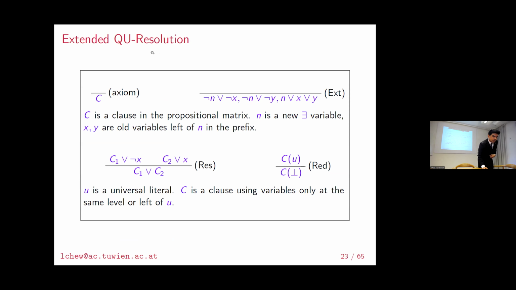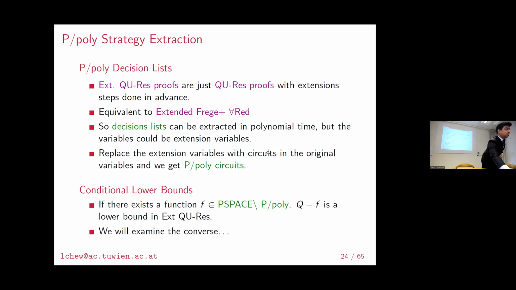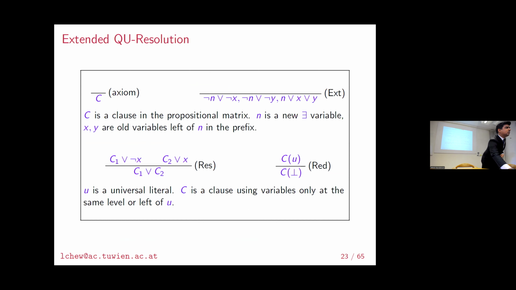And this would be the extended QU resolution system. So you have an axiom, extension, resolution, and then a reduction. So it's always better to put it earlier? Yeah, because you can then do more reduction steps. Because it's an existential variable, in the proof it's going to block universal reductions. So if you put it earlier, you block fewer reductions, and you want to be able to use reductions as early as possible.